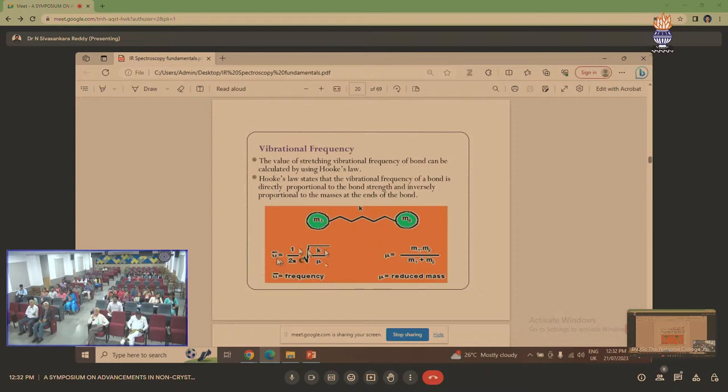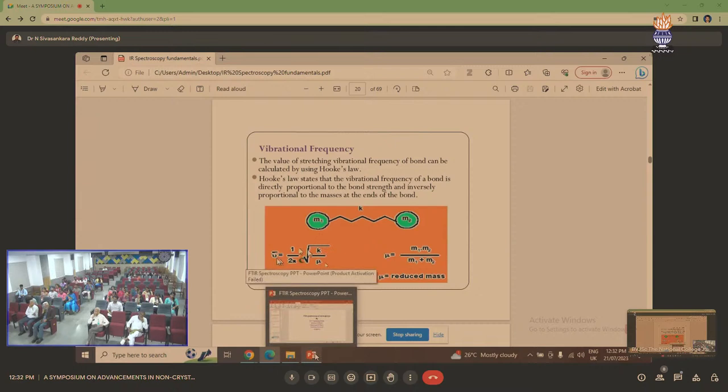Also, what is more important is that the frequency of vibration of a particular bond depends on its force constant. So with this, I would like to move to the actual work. I have prepared two slides to explain how FTIR spectroscopy is used to find the structure of borate glasses.